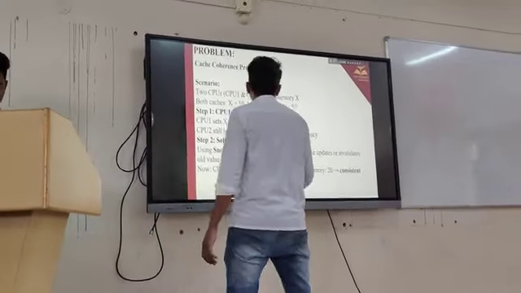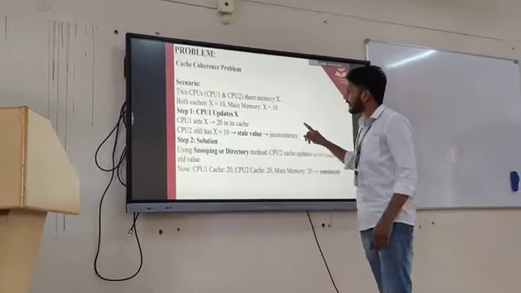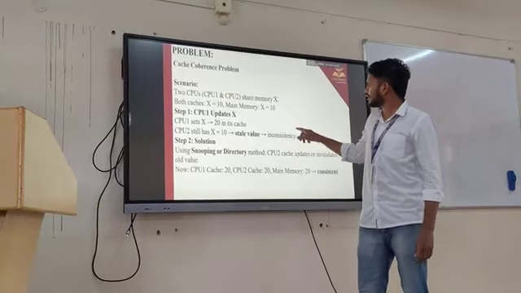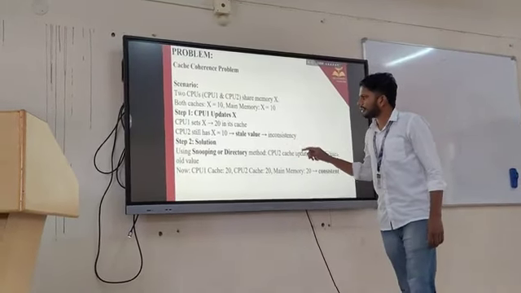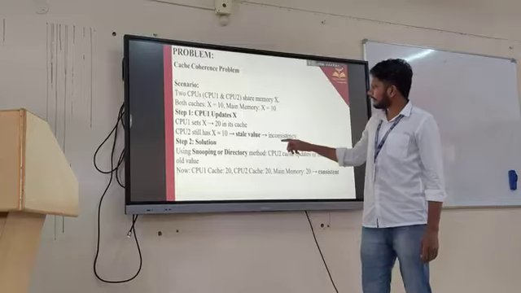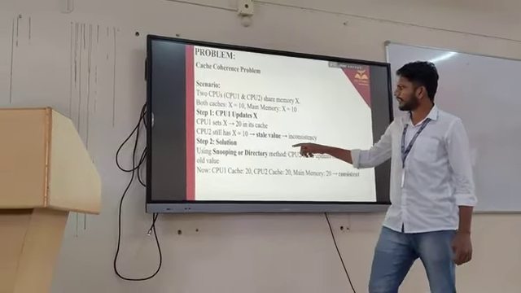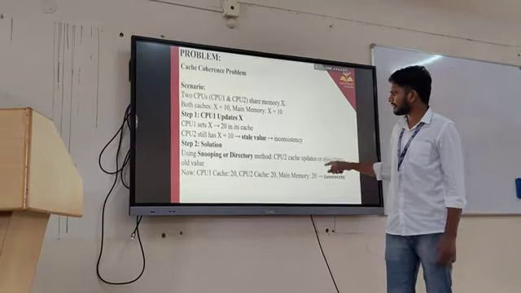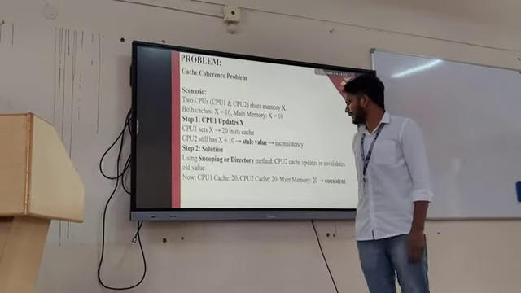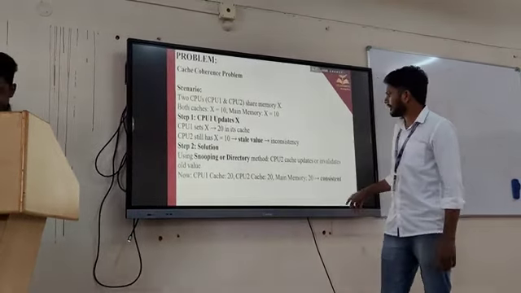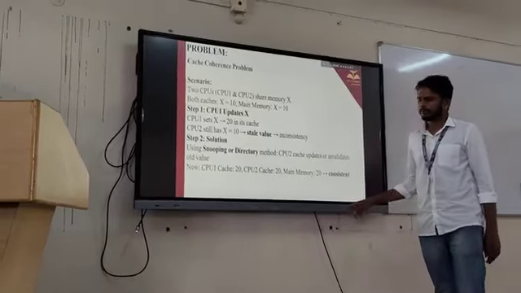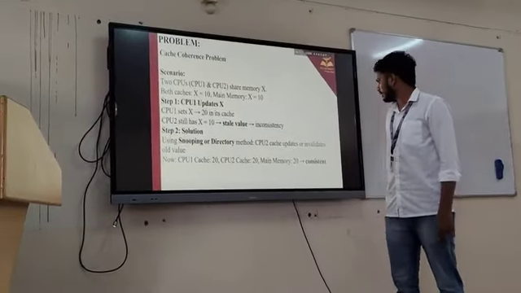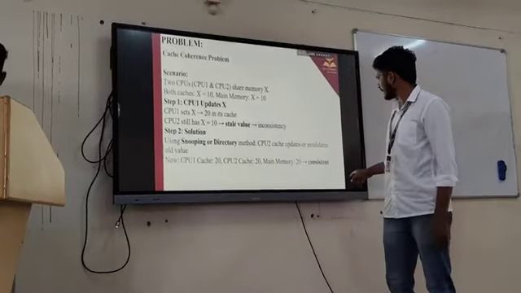Here we have two CPUs and a shared memory variable X. Both caches and memory hold X equal to 10. CPU 1 updates X to 20. Without coherence, CPU 2 would still see X equal to 10. When the snooping or directory method is used, CPU 1 updates to 20, and CPU 1, CPU 2, and main memory are all the same and consistent.